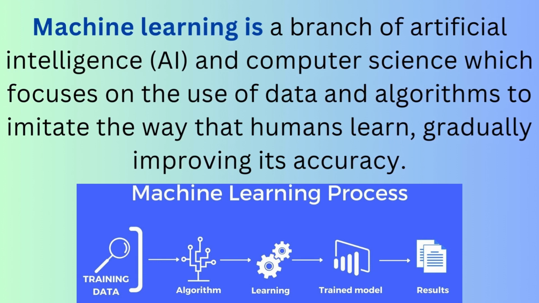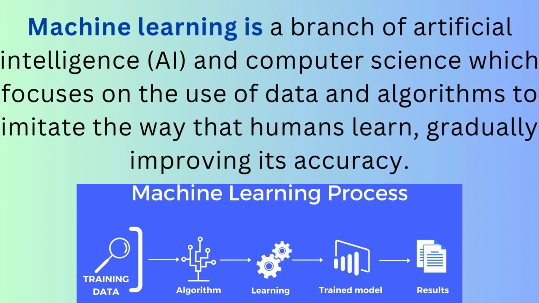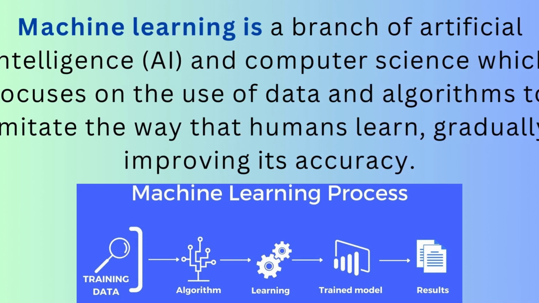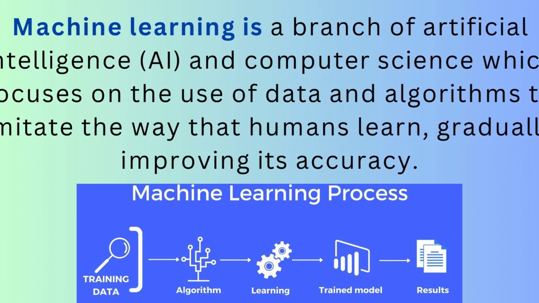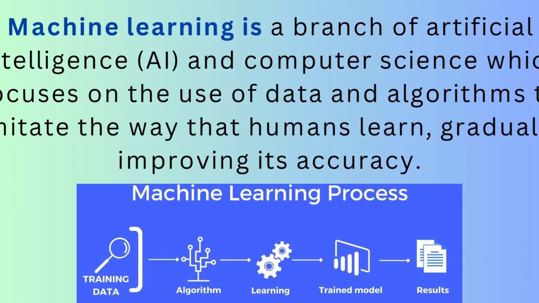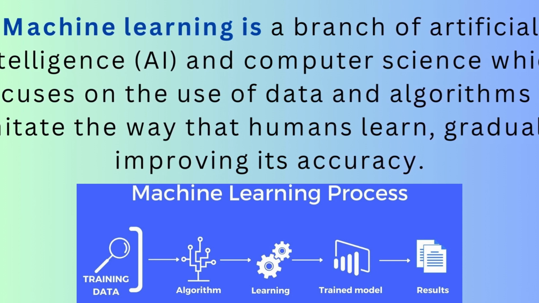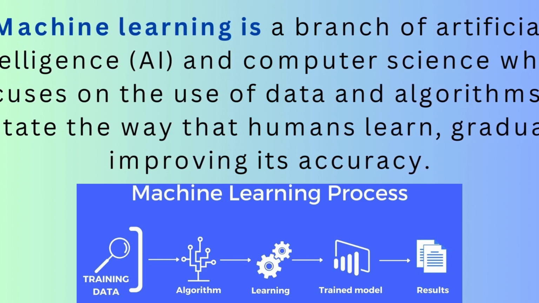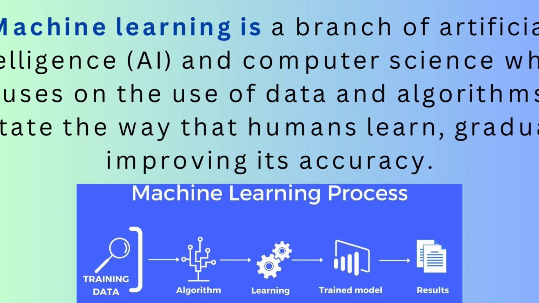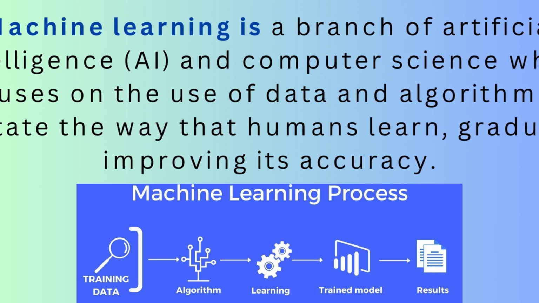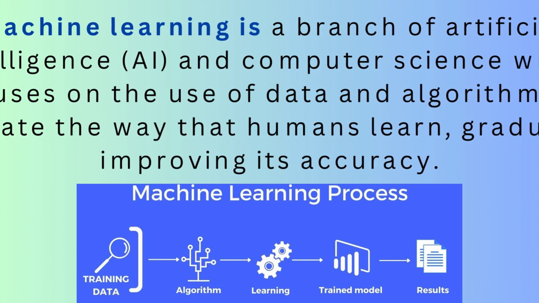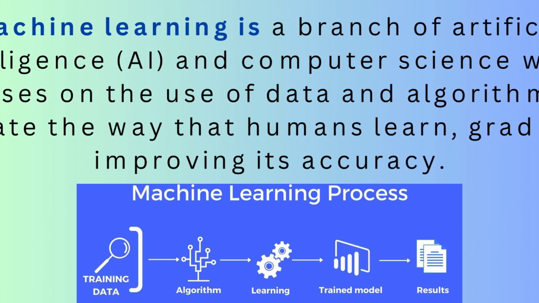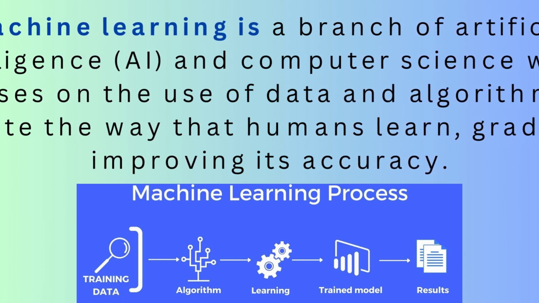So, machine learning is a branch of artificial intelligence and computer science, and it focuses on the use of data and algorithms to learn the way that humans learn, gradually improving its accuracy. You give a set of training data and it goes through an algorithm and it can learn continuously, and then the model gets trained, and with that data and the algorithms and the way it has been trained, it can give the results.